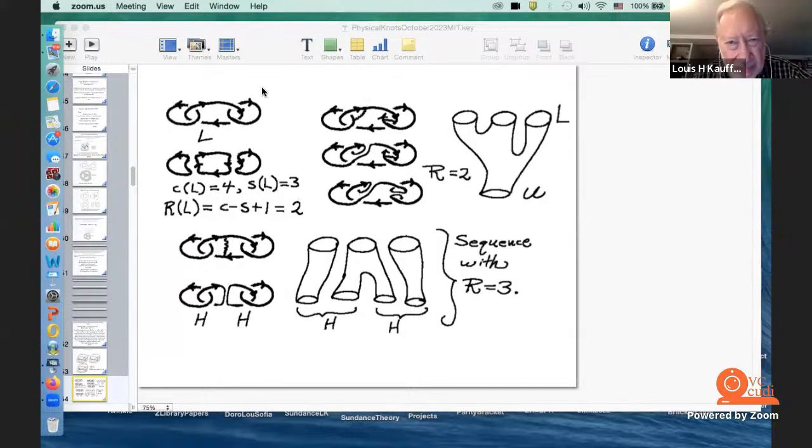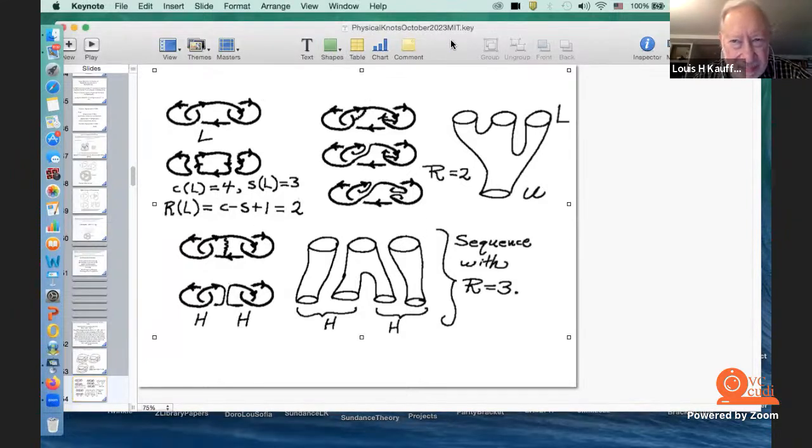So here's another example. It's interesting to just look. Here's a link, and the number of crossings is 4. The ciphered circles, I've made them. There are 3 of them. So C minus S plus 1 is 2. So this says that I can do it in 2. And then I might look at it and think, I think I'll do a reconnection right there.